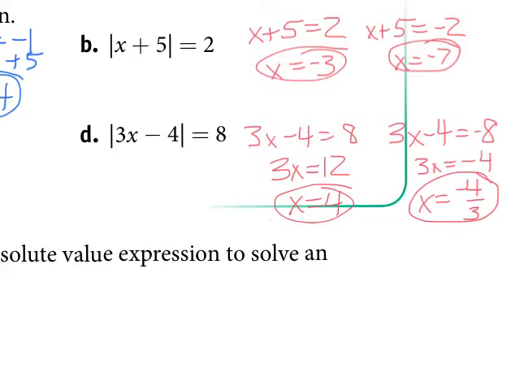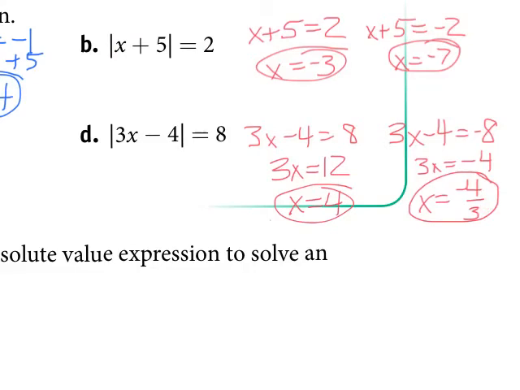Okay, so you can go ahead and check your answers here. You can see on B, this has to be 2 spaces away from 0, so x plus 5 equals 2 and x plus 5 equals negative 2. Solve those 2 and you get x equals negative 3 and negative 7. On D, this has to be 8 spaces away from 0, so 3x minus 4 could be 8, or 3x minus 4 could be negative 8. You see my solving steps there, and x could be 4, or x could be negative 4/3.